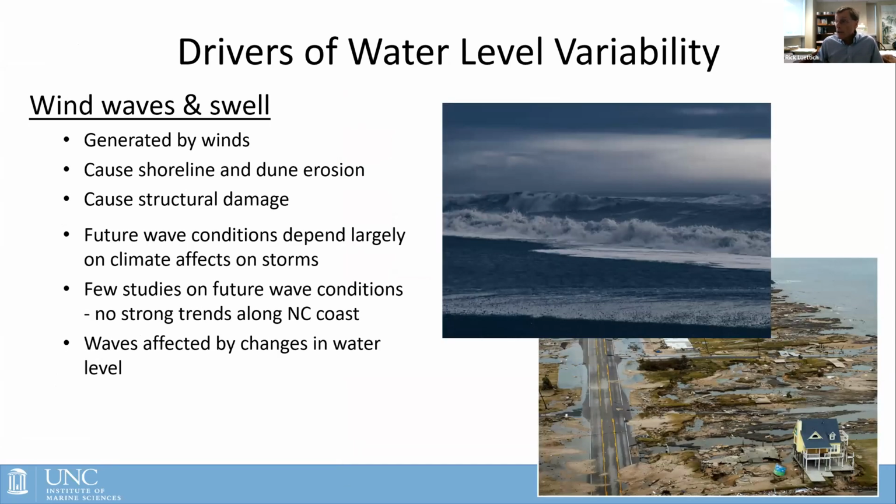So a few things go into water level variability along the coast. If you've certainly been to the coast, you know the ocean wind waves and swell are present there most of the time, generated by winds. They're big contributors to shoreline and dune erosion. They certainly cause structural damage when they come into contact with buildings and other structures. And so they're an ever-present part. We don't think of them sometimes when we think about longer-term effects, but they're important.